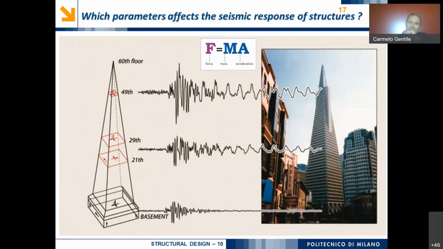But if we continue our talk and think about the response of the buildings, we have to consider another aspect, because of course the response of a building to an earthquake depends for sure on the location in which the building is installed, is built, okay? Because it depends on the seismicity, on the seismic hazard of that site.